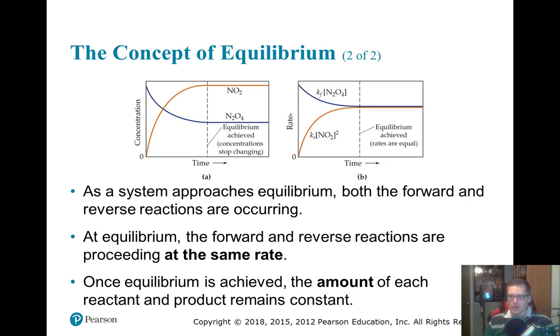The same thing happened here, though here they graphed the rate instead of the concentration. Look at this. They took the rate equation, k of the forward reaction and k of the reverse reaction, and these rates are based off the two reactants. Once they've reached equilibrium, their rates are equal to one another. Here the concentrations are not changing, and here the rates are not changing and are equal to each other, because that's when we've reached equilibrium. So at equilibrium, the forward and reverse reactions proceed at the same rate, and the amounts of the reactants and the products remain constant.